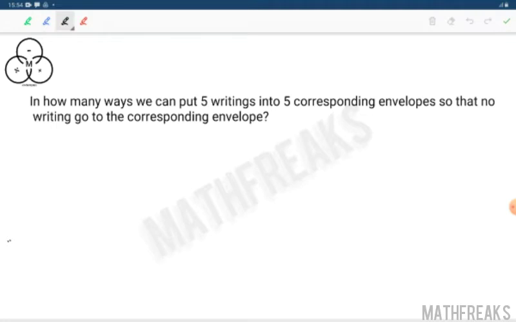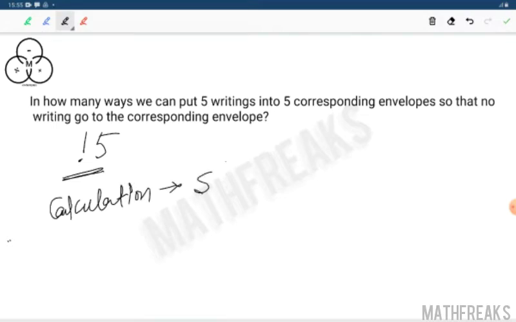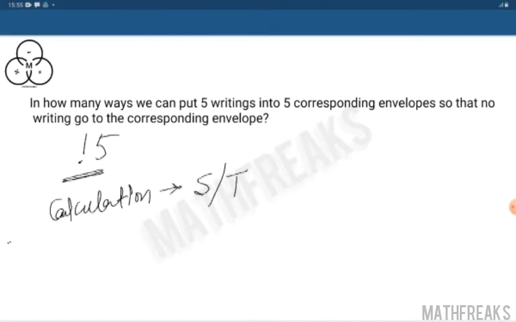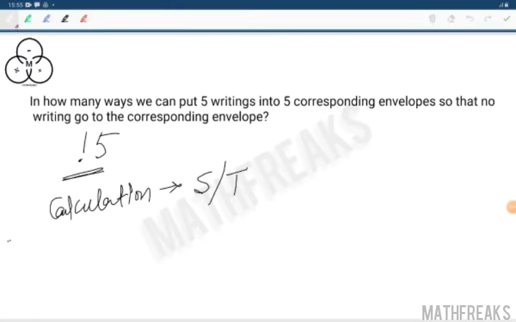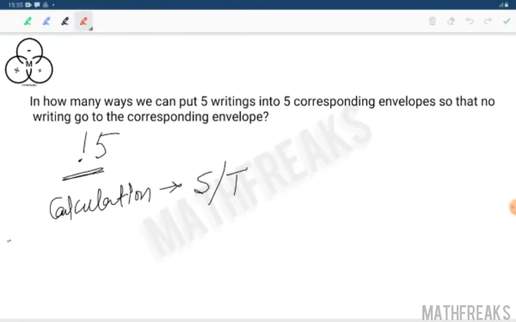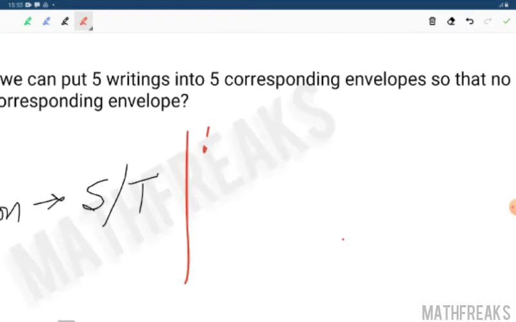You can pause it and calculate the value of 5 subfactorial, because I am not going to calculate the value. I am just telling you the answer. Calculation is the student's task, not my task. You can just simply pause it and find the value. So those who have paused it and found the value, let's check whether your calculation is correct or mine is correct.